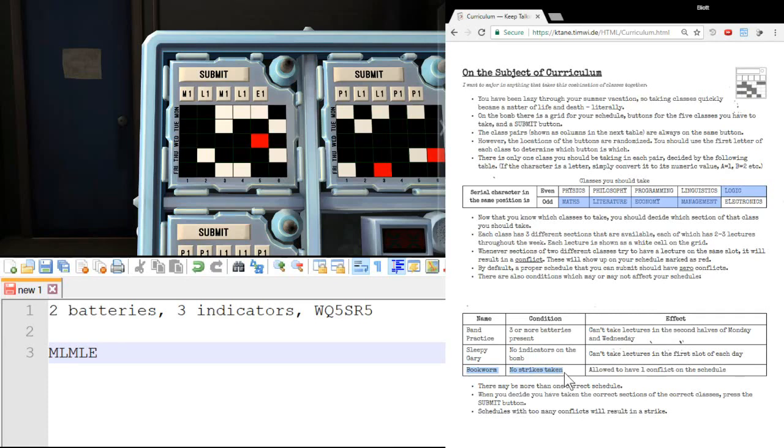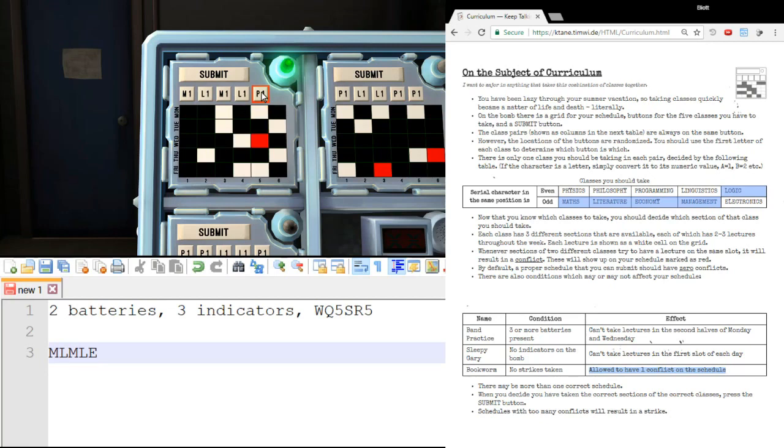If you haven't taken any strikes, then you can have a conflict. Normally, this would not be acceptable. You have to have all white squares, no duplicates caused by this red one. But since we don't have a strike, we're Bookworm status, we can have that conflict. So this is actually a correct answer. I'm allowed to have that one conflict.